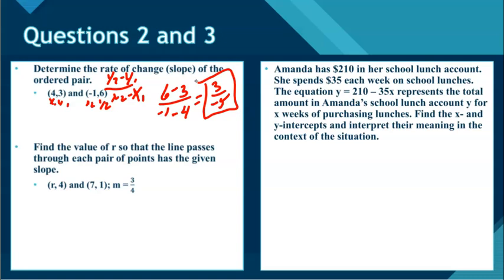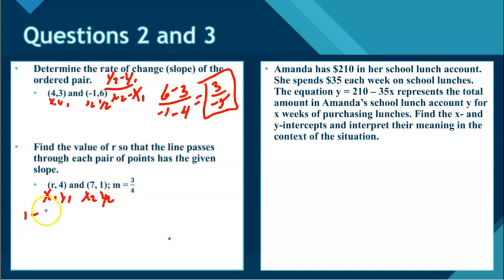Second part, find the value of r so that the line that passes through each pair of points has the given slope. Again, we're going to use that same formula because that equals our slope. They give us the slope. We're going to find out the missing coordinate. So I'll just keep this as 1. So x1, y1, x2, y2.